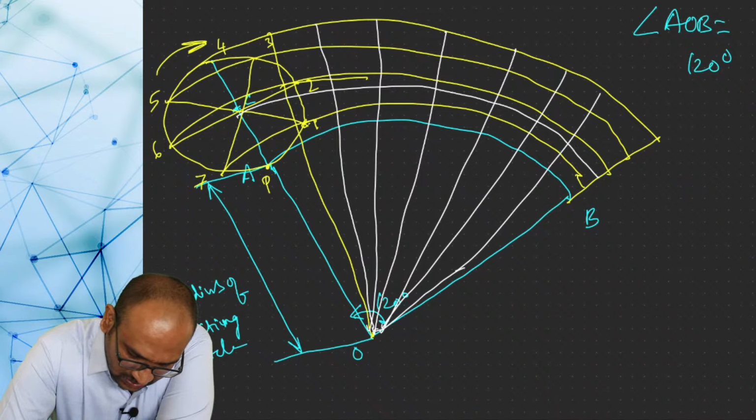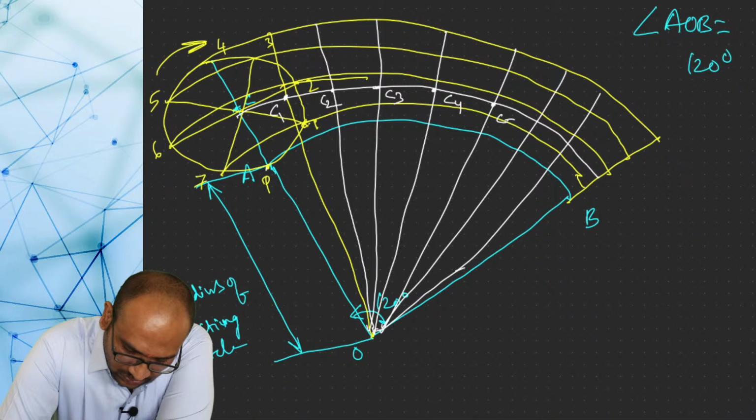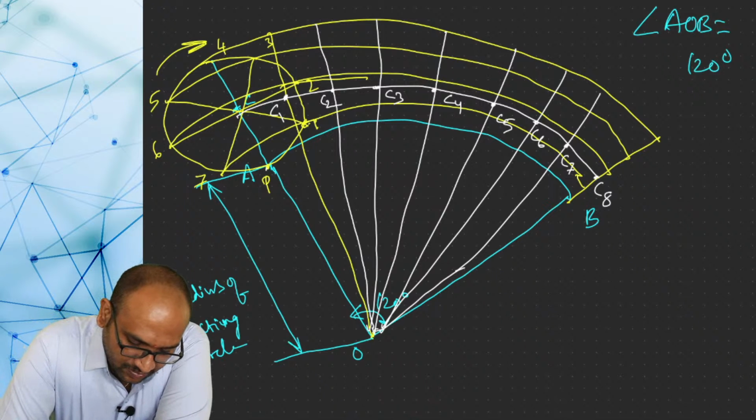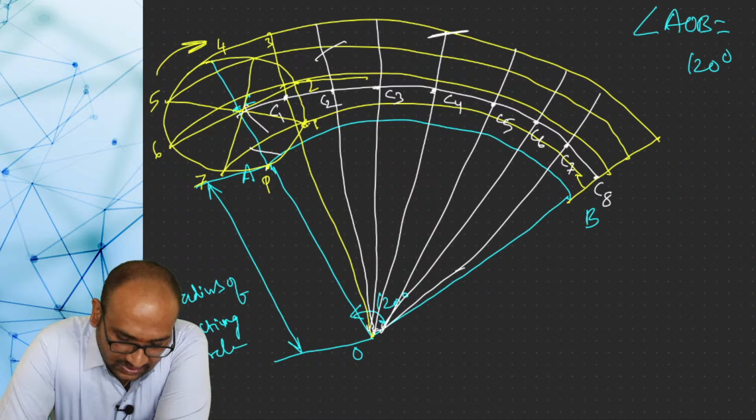So O to C. If the circle is moving from point P to 2, the center is changing from C to C1, next C1 to C2, C2 to C3, C3 to C4, C4 to C5, C5 to C6, C6 to C7 and C7 to C8, like this. Next, with the help of a compass, with C1 as center, you draw an arc on the first curve. C2 center, you draw an arc on the second curve. C3 center, third curve. C4 center, fourth curve. This is half revolution. It will come exactly here.